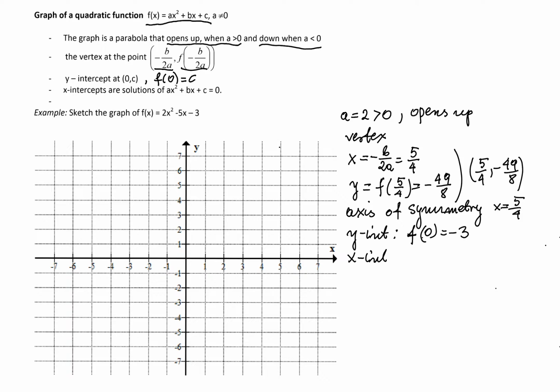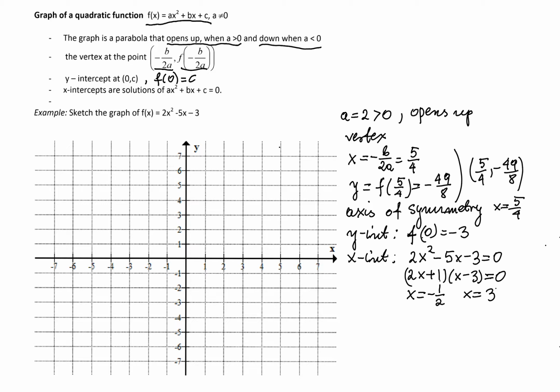The x-intercepts are the solutions of the equation f of x equals 0, and therefore the solutions of the equation 2x squared minus 5x minus 3 equals 0. This polynomial factors as (2x plus 1) times (x minus 3), and therefore the solutions of that equation are x equals negative 1/2 and x equals 3.